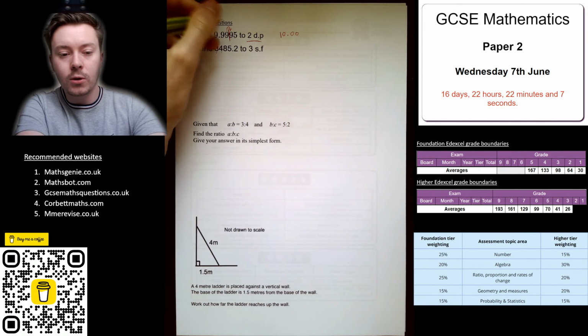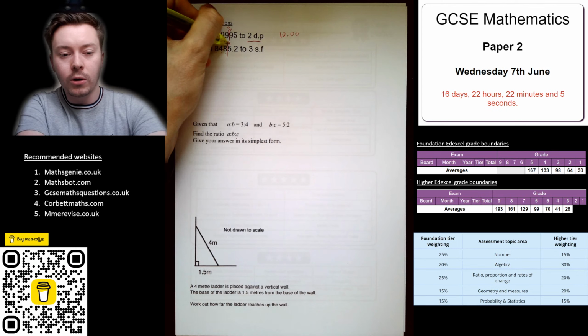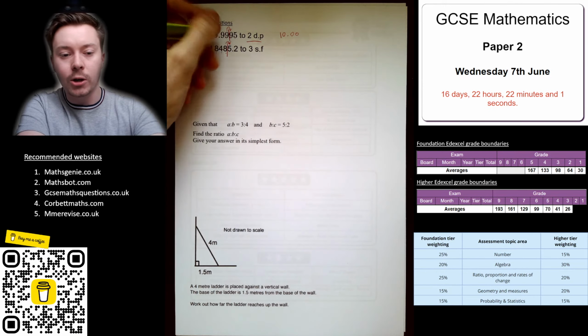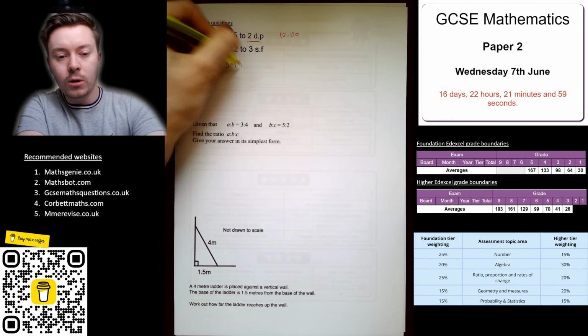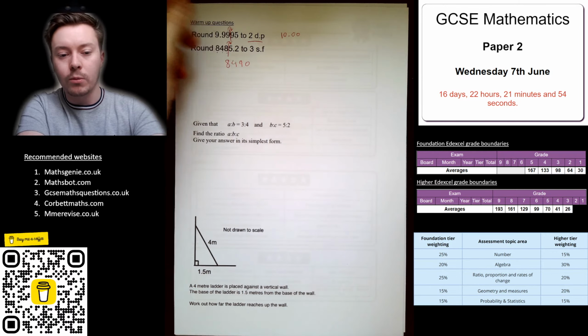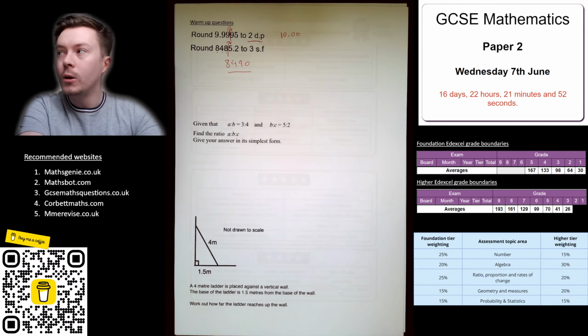So 1, 2, 3, look over, it's a 5. So that means 5 or above, you round up. That 8 is going to go up to 8, 4, 9, and that 5 goes to a 0, and then 0.0, but we don't need to write that.